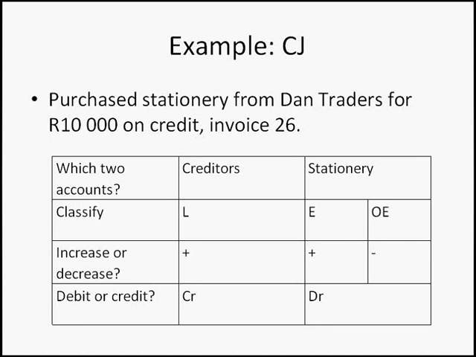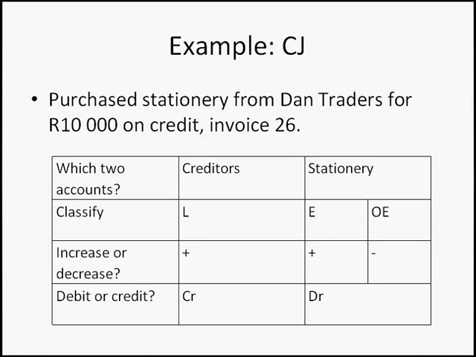Creditors is a liability, and the liability is increasing because I now owe more money. I bought some stuff on credit, so I owe more money, so my liabilities are increasing, and liabilities increase on the credit side. The other account that I use is stationery. Stationery is an expense, and an expense that's increasing because I've bought more stationery, so I now have more stationery available to use in the organization, and an expense increases on the debit side. So from that I can see I've got one debit and one credit entry, and I know that I've indicated the two accounts correctly.